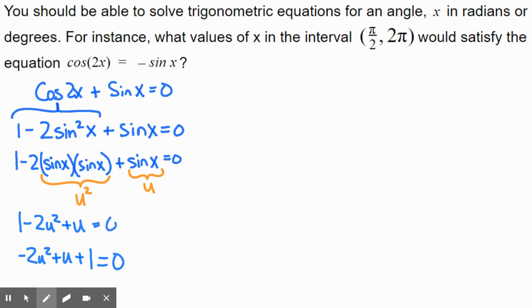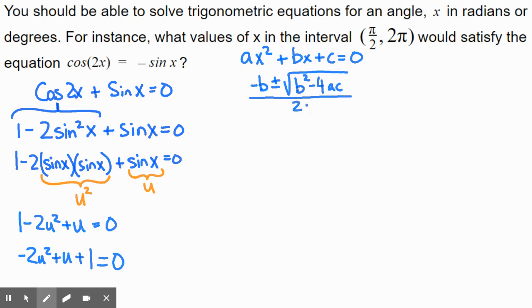And that is something you can solve, right? So we'll just do a little quadratic review. When you can get something into the form ax squared plus bx plus c equals 0, you can use the quadratic formula to solve it. The quadratic formula is negative b plus or minus the square root of b squared minus 4ac, all over 2a.